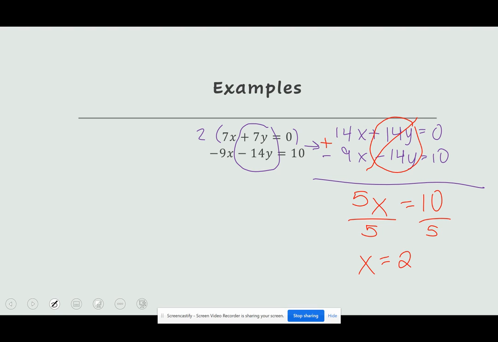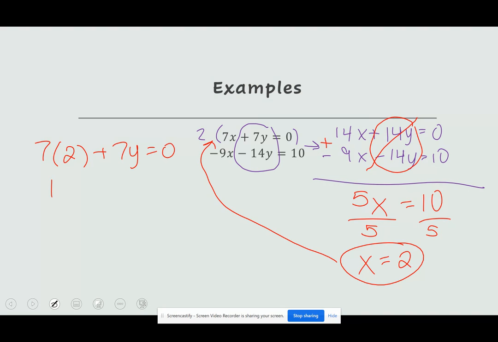And then to find out what y equals, we're going to plug this 2 back into one of our original equations. It does not matter which one. So we have 7 times 2 plus 7y equals 0. We're going to subtract 14 to the other side, so we get 7y equals negative 14. And divide by 7, so y is negative 2. So our answer that makes both of these equations true is 2, negative 2.